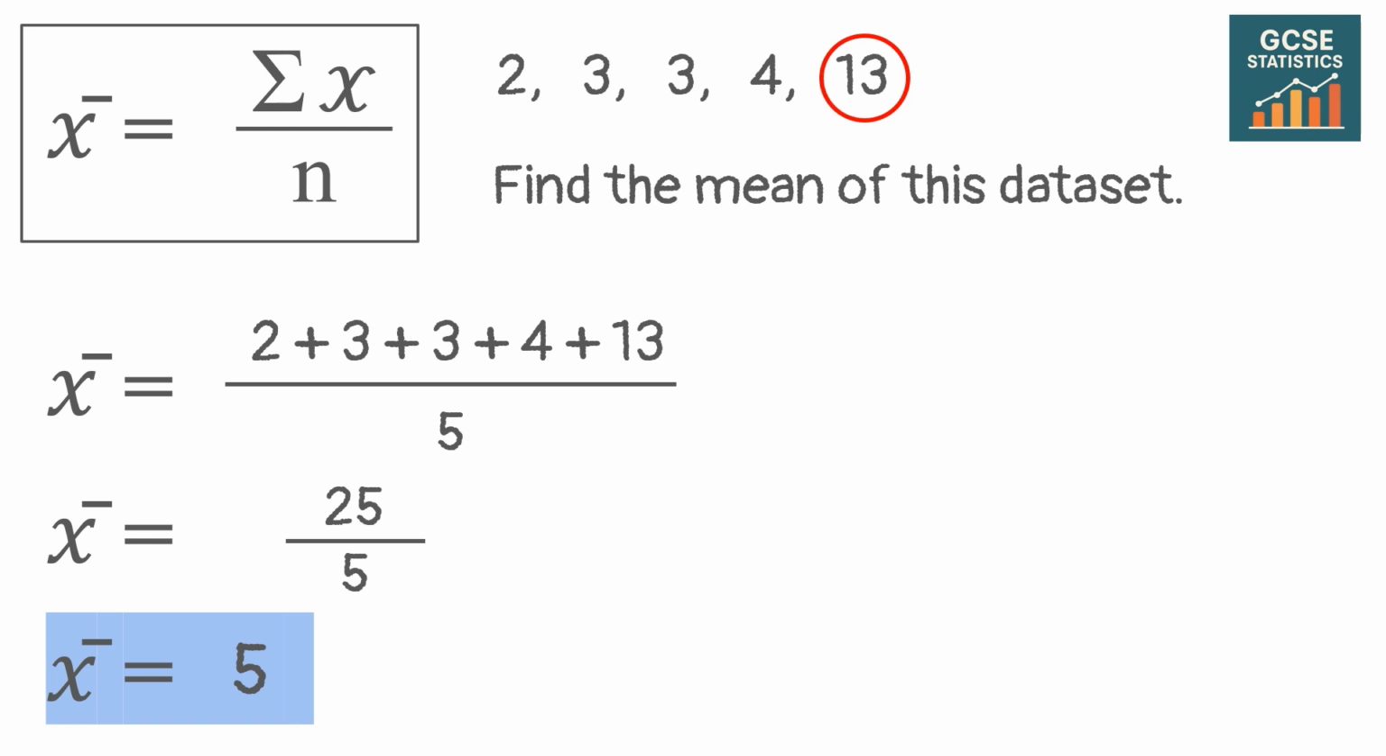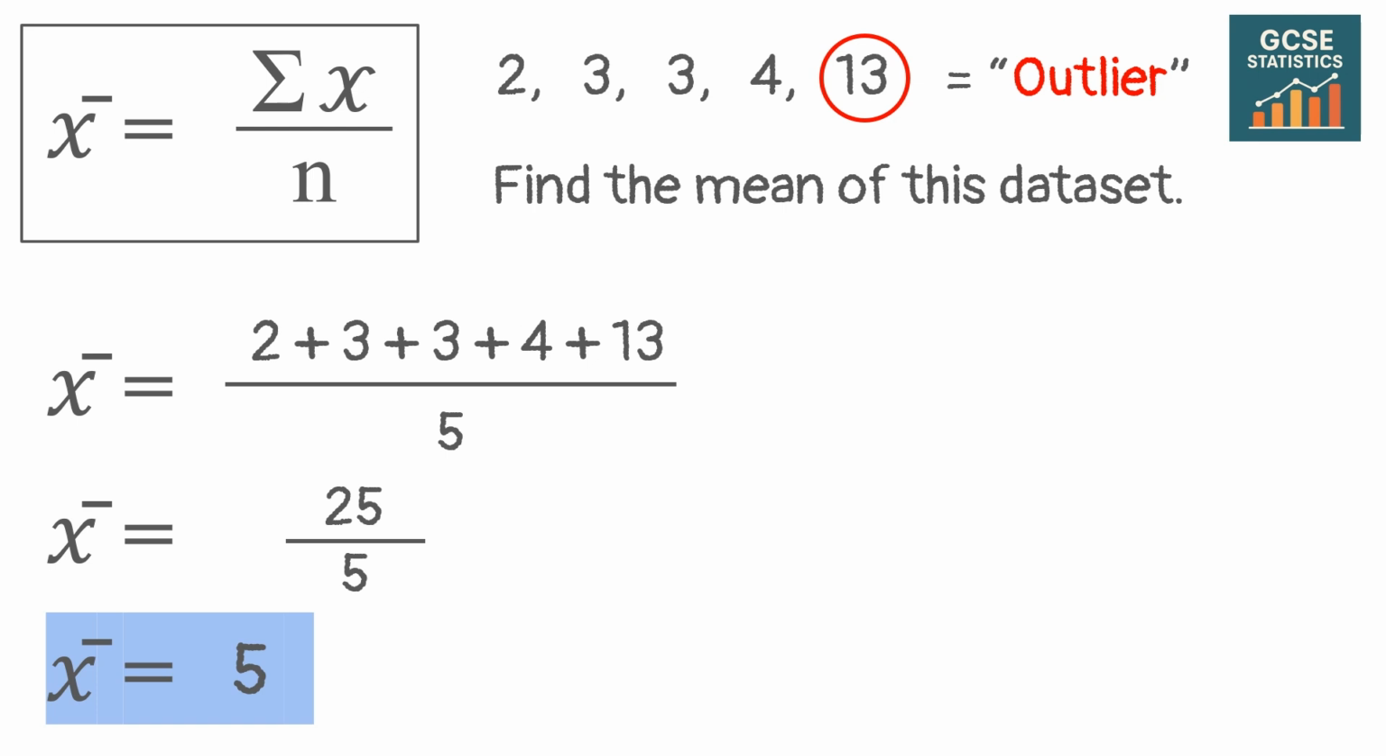Now, this value 13 here is a special case, if we look at it in isolation. The cluster 2, 3, 3, and 4 is a very narrow range. However, 13 is more than 6 times the size of the smallest number, 2. We call this an outlier, which is an erroneous measurement which skews the data.